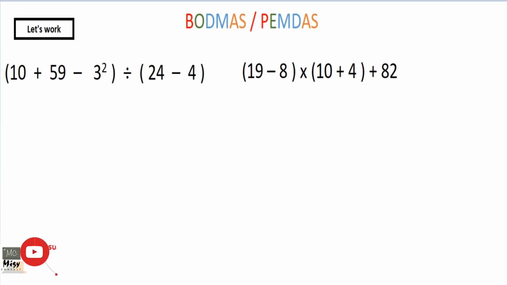Next one. This one has brackets and exponent. We take it bracket by bracket. The first bracket, the parenthesis, is number one, the second is number two, and the third thing we have is the division sign. In the first bracket, how many operations will you have? Your plus, your minus, and your exponent. Your exponent first, according to your PEMDAS, your BEDMAS.